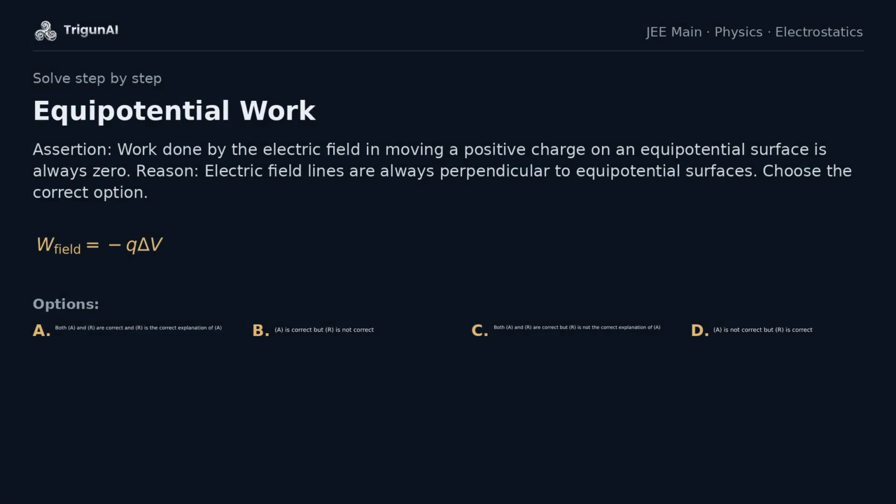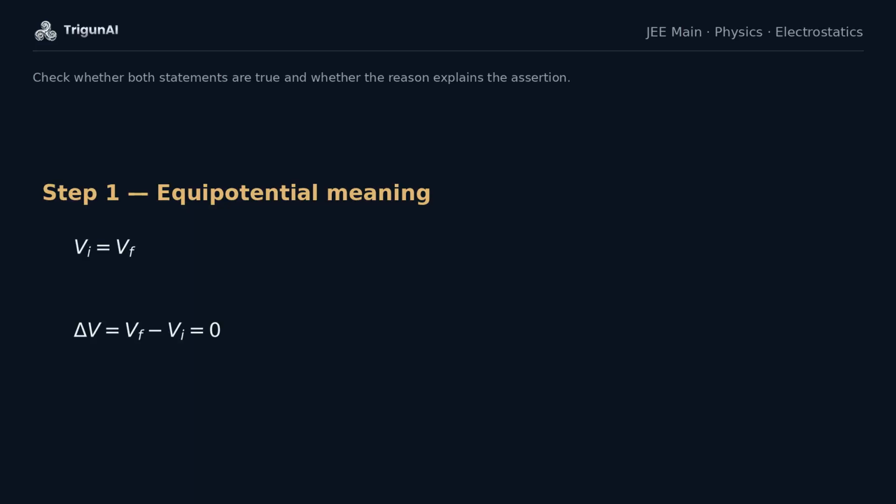We have to judge the assertion and the reason about motion on an equipotential surface. Let us solve step by step. On an equipotential surface, the electric potential is the same at every point. So the change in potential during motion along that surface is zero.